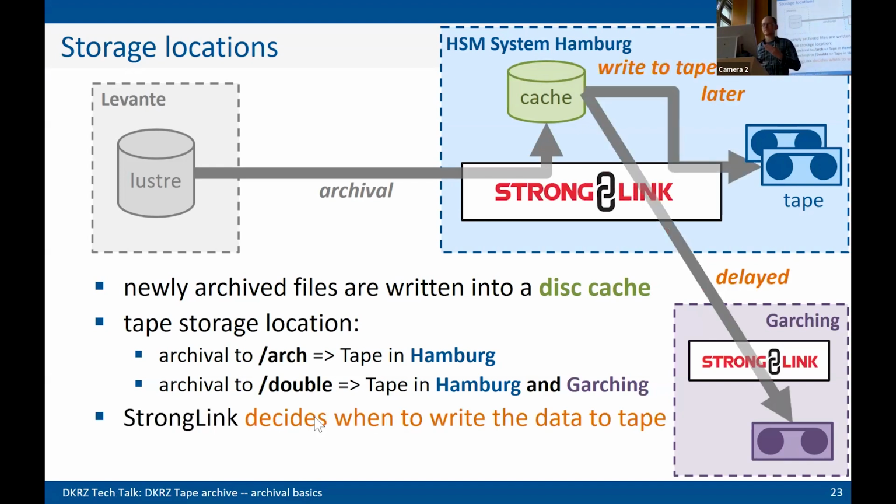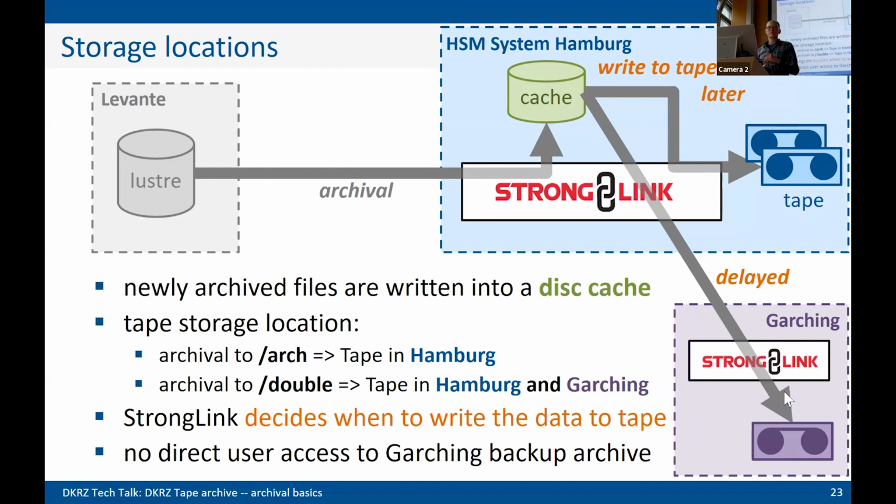And when the data is in the cache, StorageDecides on different heuristics, also depending on file size and other information, at some point to write the data to tape. And to tape at DKRZ, and to tape in Garching if you selected this, if you copy data to double. If you archive data to double, it costs you twice the quota you normally would use for your archive. So the important message here is, if you use SRK archive to archive data, it's not instantly written to tape, but it might take a day, an hour, or a week, maybe, depending on different boundary conditions.